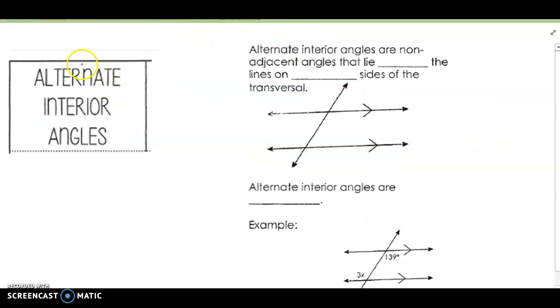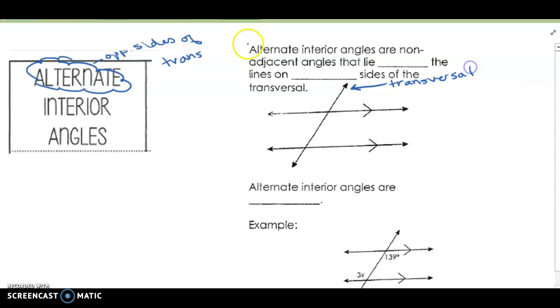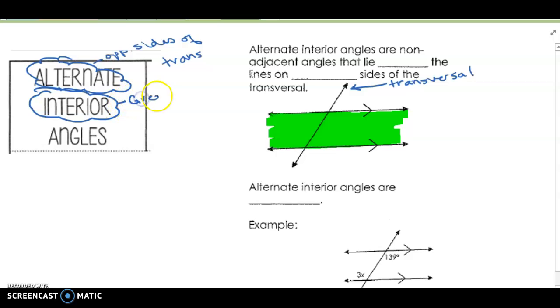All right, so alternate interior angles, guys. Once again, alternate means opposite sides of the transversal. And once again, this here, this line is the transversal. Okay, and then interior means it's going to be inside the two parallel lines. Okay, so interior means inside the two parallel lines, and I'm just going to put in the green highlight. Now, if you didn't highlight your interior green, that's going to make no sense with you come time for a test.